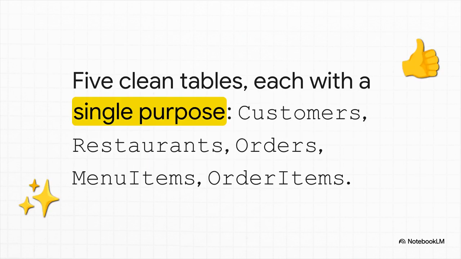And now, would you look at that? 5 beautiful, clean, logical tables. Each one has a single, crystal clear purpose. The customers table holds customer info. The restaurants table holds restaurant info. And the orders table, it just acts as the switchboard connecting them. Every piece of data now has one and only one place to live. This right here is the foundation of a system you can actually rely on.